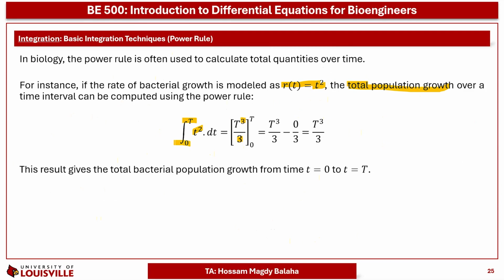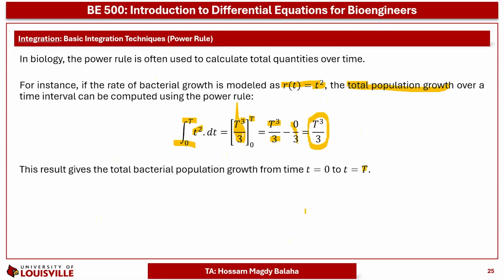minus the lower value. So after getting the integration here, substitute by t, it will be t to the power of 3 over 3 minus the substitution of 0 in this equation. So 0 over 3 here will be 0. So the final result will be t to the power of 3 over 3. And this reflects the total bacterial population growth from time t0 to t equals capital T.